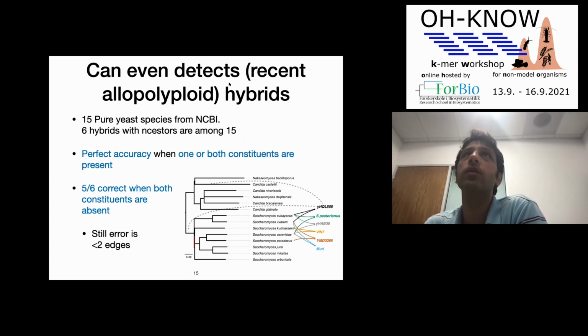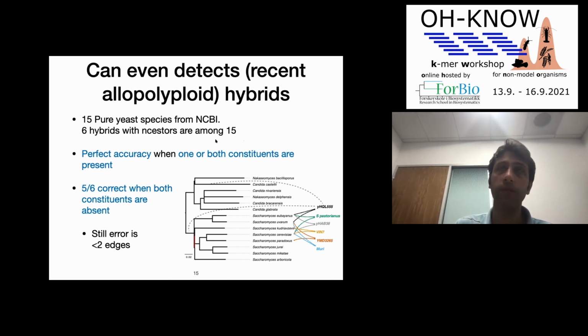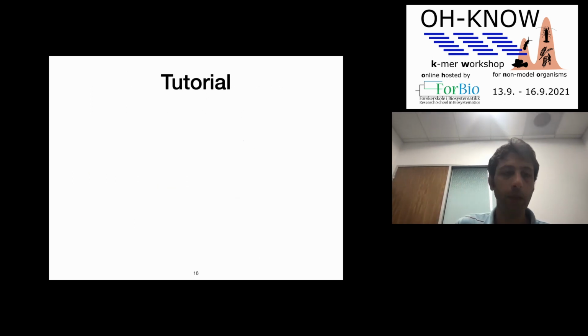The point I was trying to make here is that if it's a recent hybrid, it's exactly like a mixture of 2 species, right? Conceptually it's the same, but the algorithm might just work fine if the mixtures are not recent as well. We haven't tested it. Okay, questions? Any other questions?